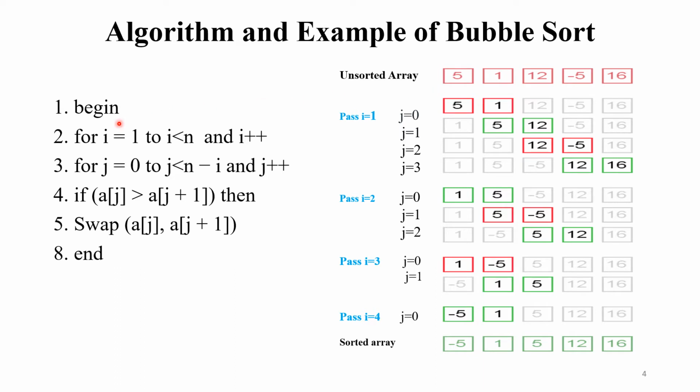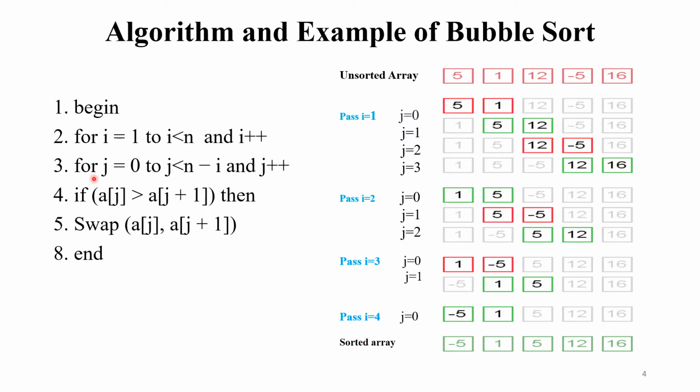Now see here in this algorithm, first step 1 is start, means begin. Step 2 is for loop for i is equal to 1 to i less than n and i plus plus. So here i starts from 1, I use for passes. See here in this example our pass starts from 1 to 4, means here i less than 5, means pass starts from 1 to 4.